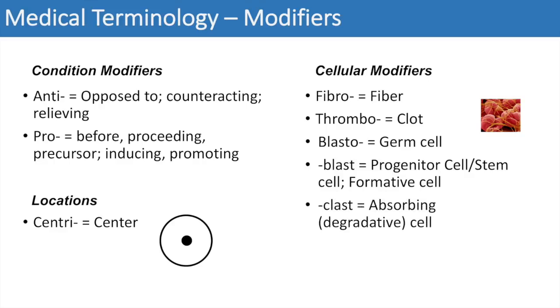And the next one is clast. Now, you might not hear about this too much, but you can think of osteoclast. So a clast is just an absorbing or degradative cell. So as I mentioned before, osteoclast, it's a cell that actually absorbs bone.